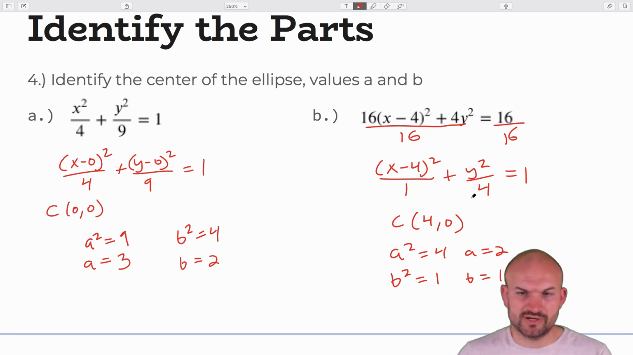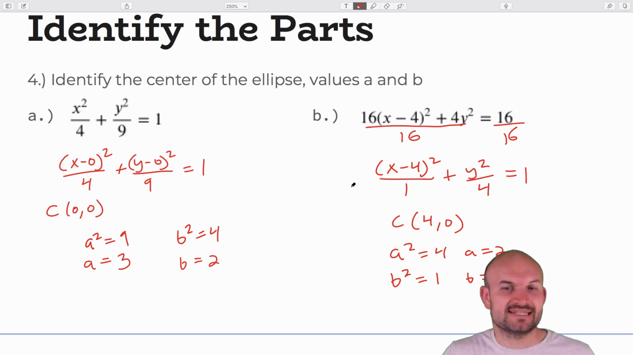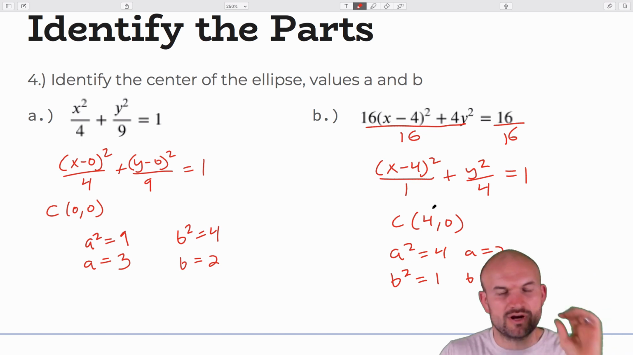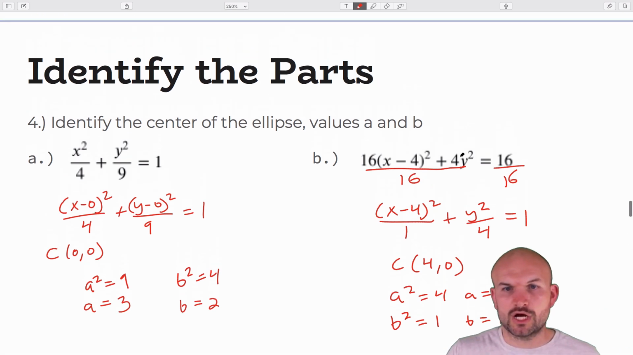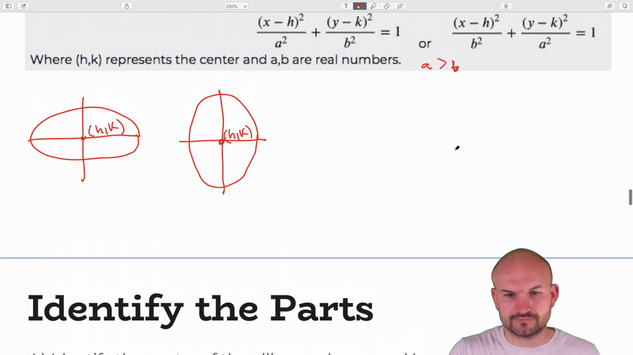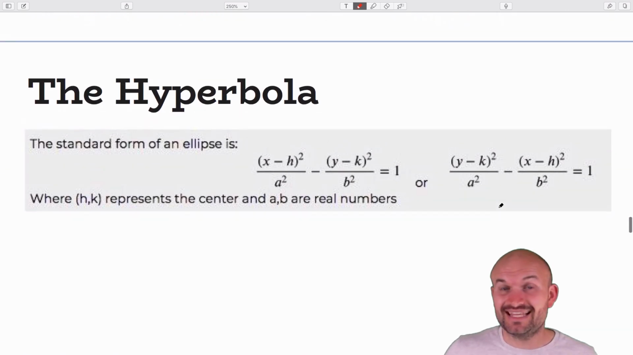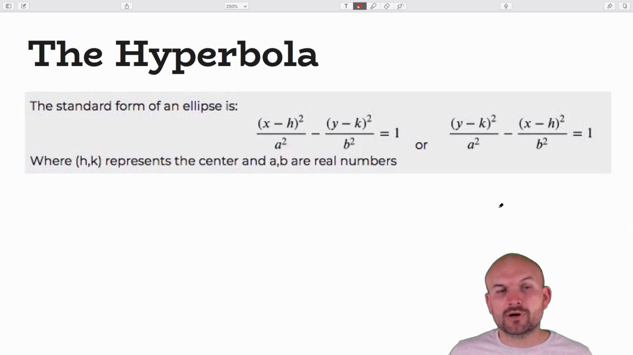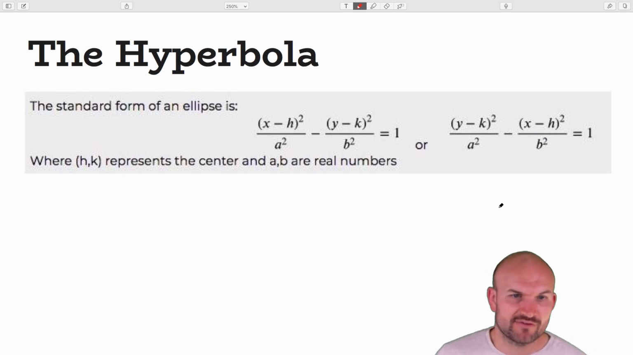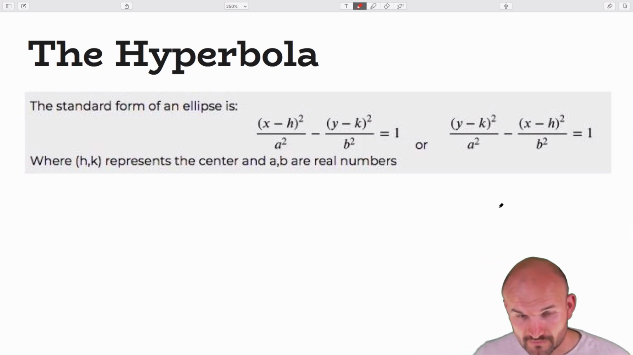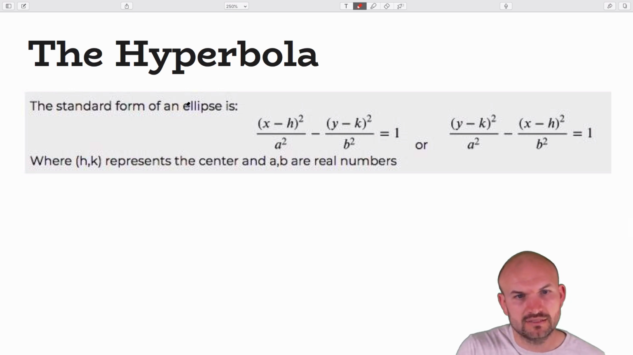Okay. So again, you're basically just recognizing that these denominators are your a squared and your b squared. But remember, a squared is always larger than b squared from that formula that I added in. All right, and then last but not least, ladies and gentlemen, is the hyperbola. So in this case, the standard form of the ellipse of the hyperbola.